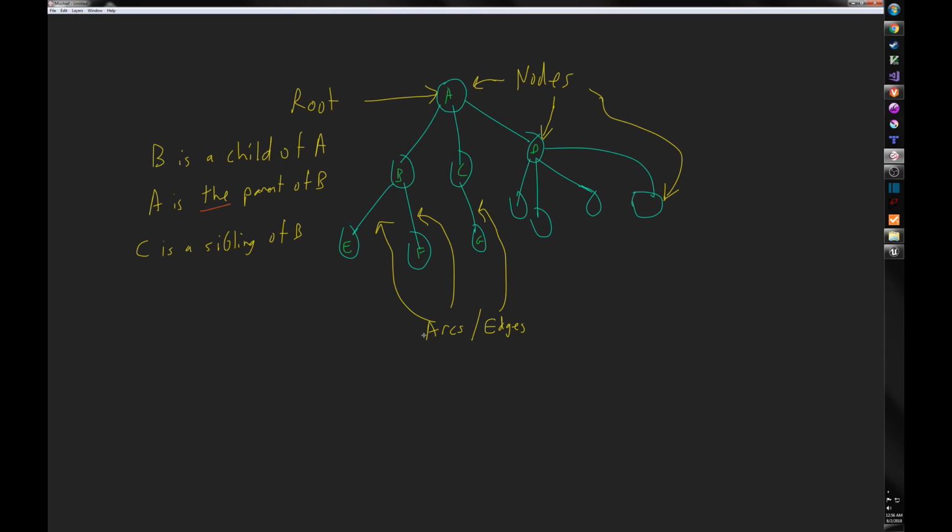So the root is at the very top. There's only one. Nodes are these little, in our case, circles. They're the things that do things. And edges or arcs are the connective pieces between nodes. They connect nodes. That's literally what they do. So that's kind of it. That's how trees in general are defined. That's the terminology that you need to know when dealing with behavior trees.